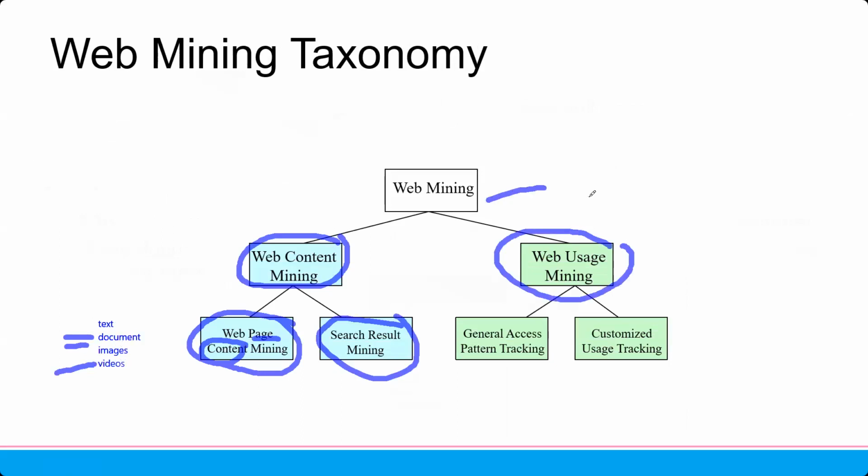The other web mining is about usage. Web usage mining means we can track. What does it mean by track? We can know how many times you access the website, when you accessed the website, and what browser you used to access the website. So it is the general access pattern tracking.